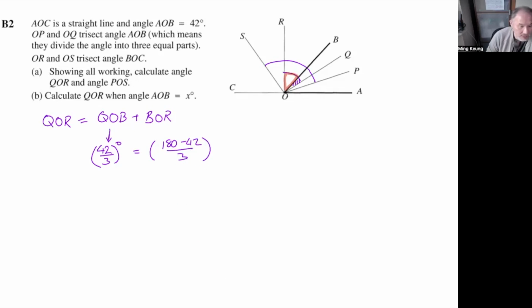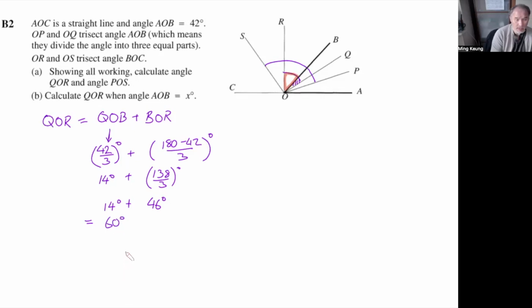Oh, and that's not meant to be an equal sign in between. It's meant to be a plus sign in between. And that's the angle at the end. 42 divided by 3 gives us 14, and then 138 divided by 3, which is 46. So 14 degrees plus 46 degrees, which means that in total it's going to add up to 60 degrees.